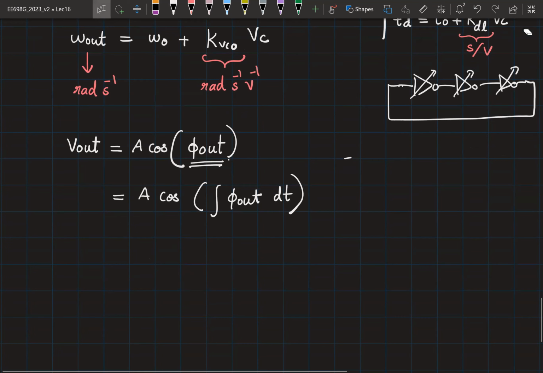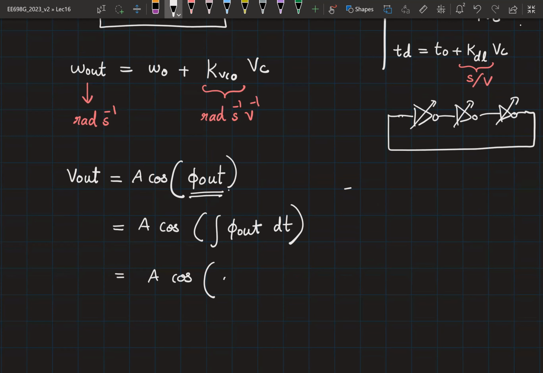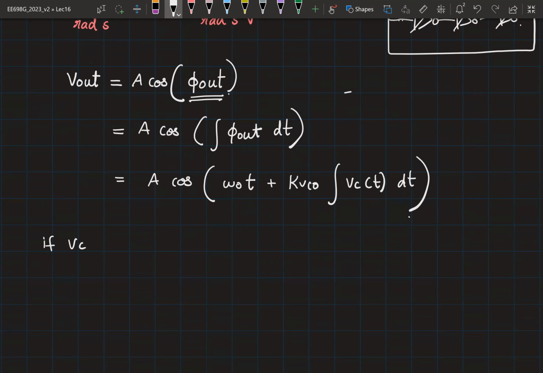Which is equal to a cos of, this will be equal to omega naught into t plus kvco into, now it depends on whether vc of t is a constant or not, right? So the generic expression would be vc as a function of t dt. This is okay? Now, if vc is a constant vc naught, then v out will become equal to a cos of omega naught t plus kvco into vc naught.